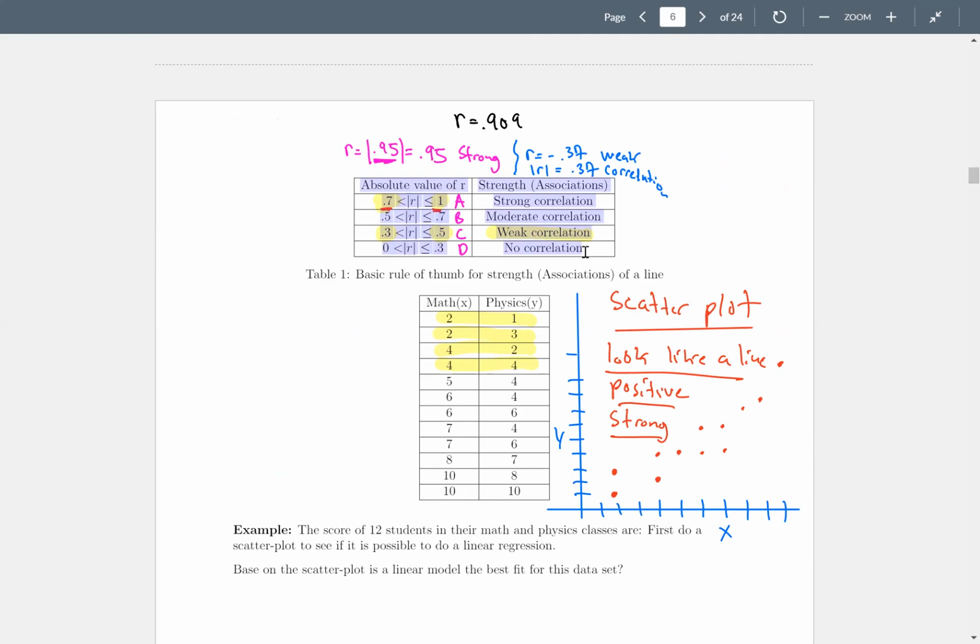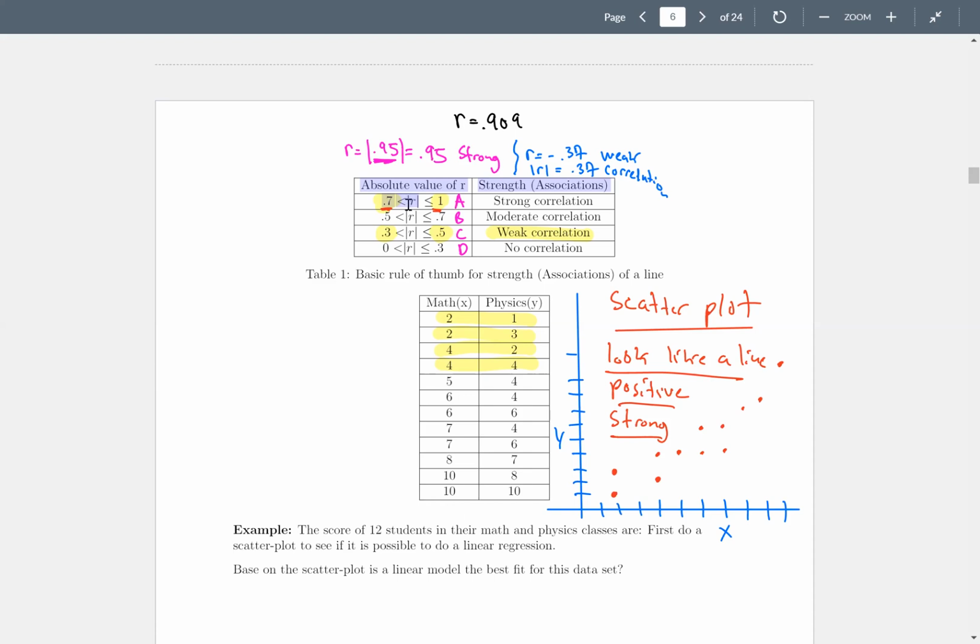Say for us, we got negative 0.9735. If you look right here at where it says absolute value of R, that means if I have a negative, you convert it into a positive value. So instead of using negative 0.9735, we're going to do the absolute value of negative 0.9735, which is just positive 0.9735.